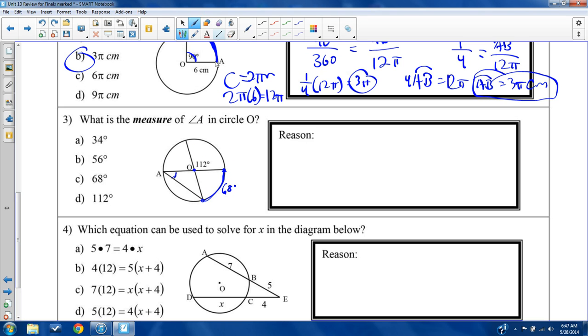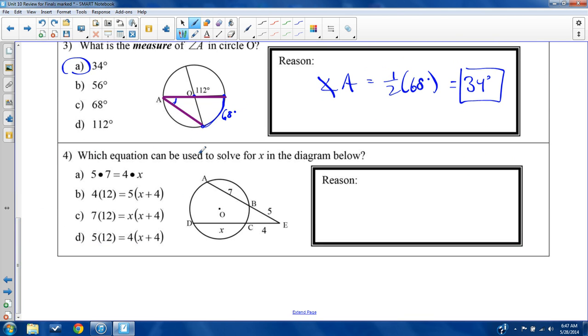That is angle A. Once again, I'm going to draw it out here. There's this intercepted arc. Just look at the purple, going with the blue. An inscribed angle is half the measure of its intercepted arc. So angle A is half of 68, which is 34 degrees. Okay?